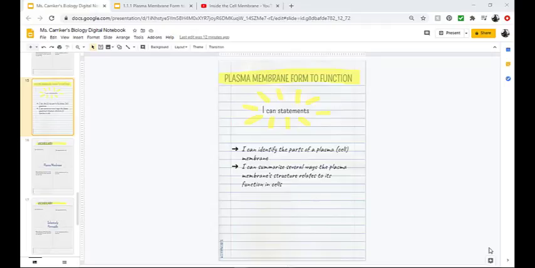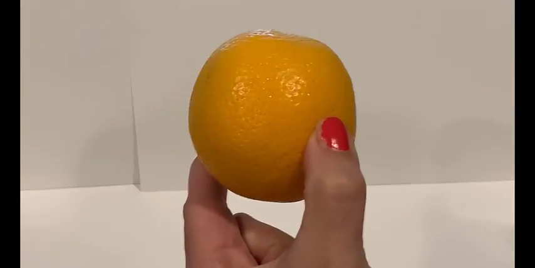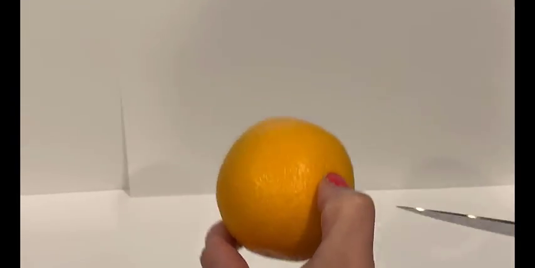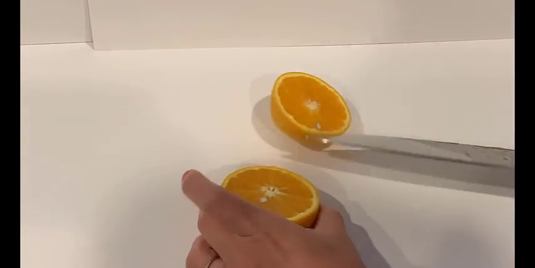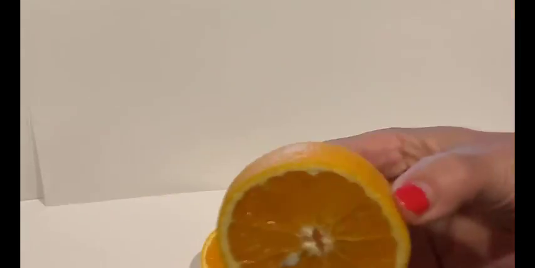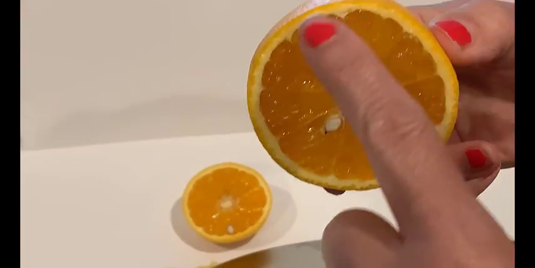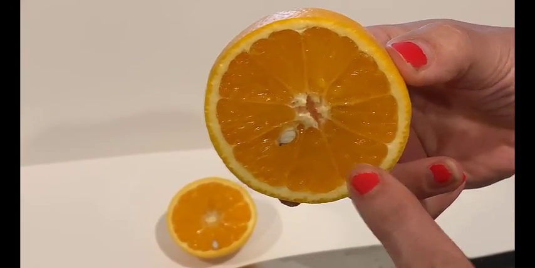We're going to look at these two I can statements: identifying the parts of the cell membrane and summarizing ways those parts help the cell membrane function in cells. I like to start by telling students to think about the cell as an orange. And if I were to cut inside the orange, the plasma membrane or the cell membrane is that outside part that you peel off, that white part that you peel off of the orange.